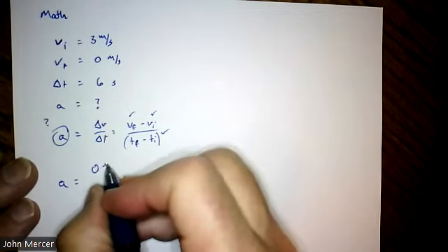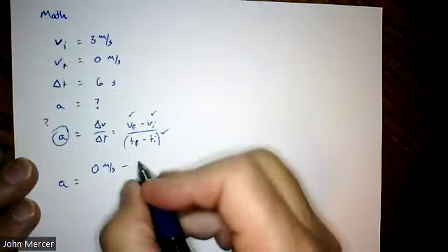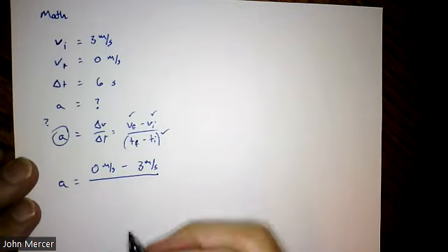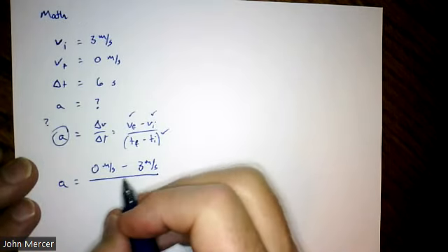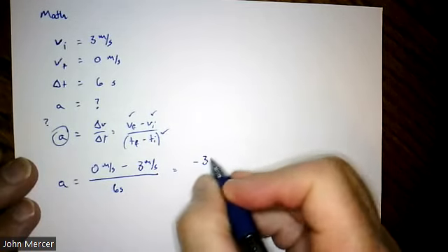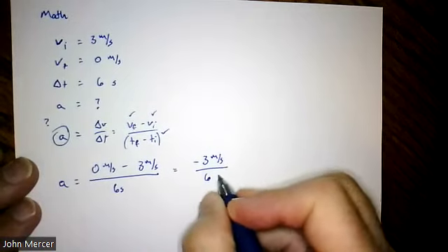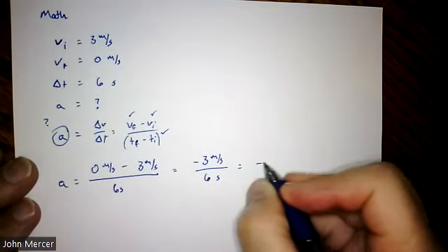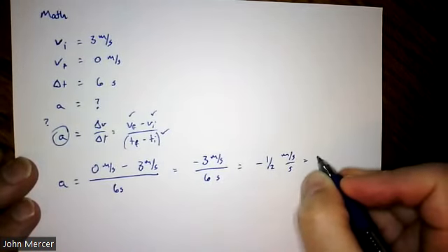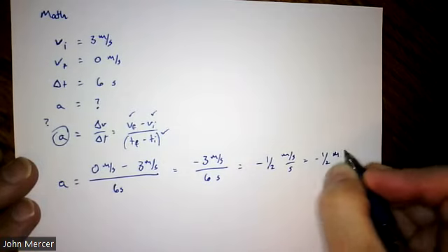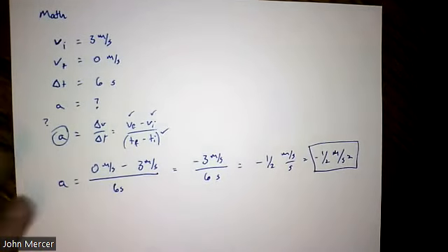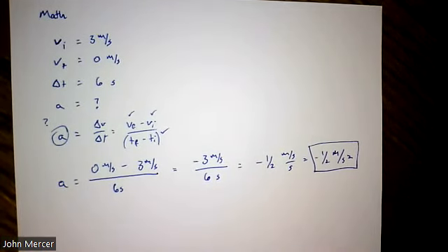So VF is 0 meters per second minus VI, 3 meters per second. I keep my units with the parameters as I put them in, and obviously keep the direction. And then the delta T is 6 seconds. That's 0 minus 3, so that's negative 3 meters per second divided by 6 seconds. And that is negative 1/2 meter per second per second, which we know as meters per second squared. So negative 0.5 meters per second squared.